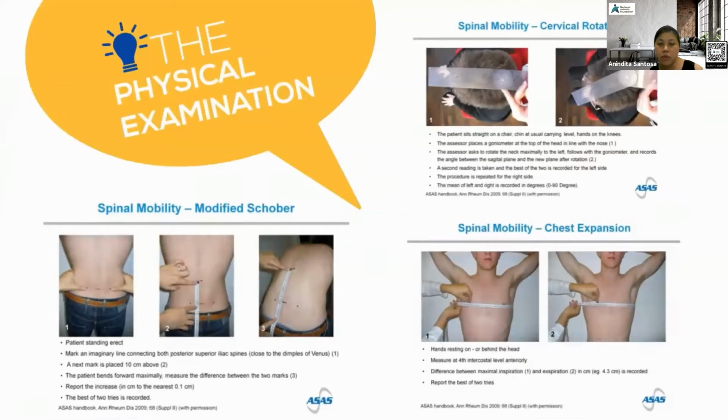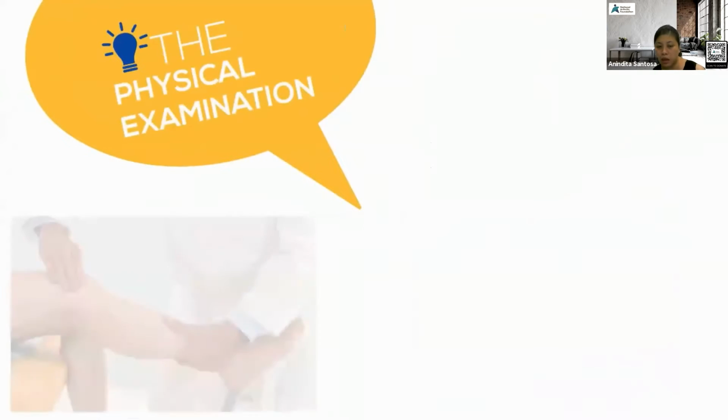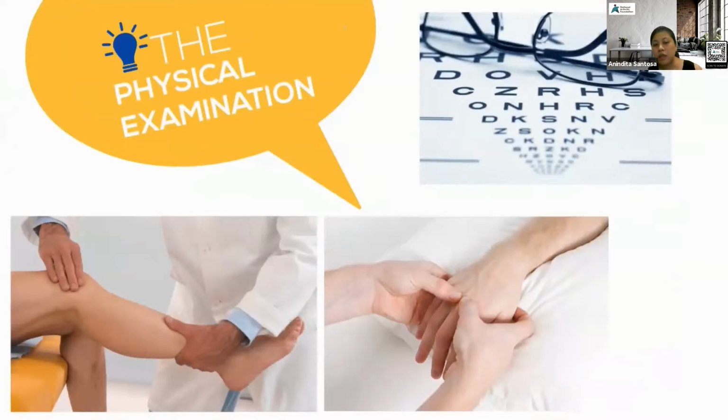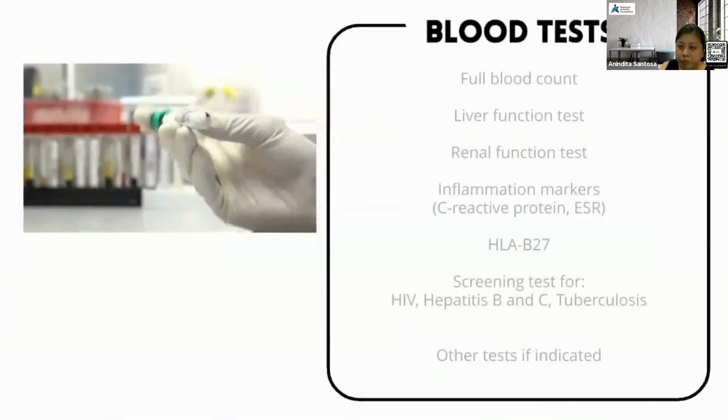The physical examination is usually a general exam, but we do focus on certain things, especially spinal mobility, because AS affects the spine. We will still examine the other joints, the eyes, and of course the heart and lungs as well, due to the possibility of involvement of other things.